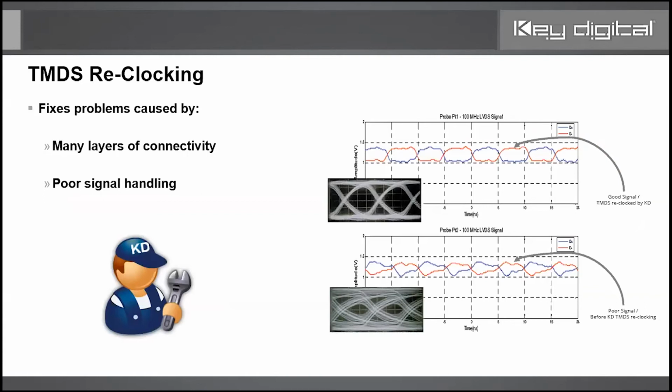TMDS Re-Clocking will take the incoming signal that maybe looks like the bottom open eye, and it will re-clock, effectively creating a brand new signal out of a previously poor incoming signal. And we do this on the input side of all of our products. Why? Because maybe you don't have a short 1 meter or even 3 meter cable coming from your source into the key digital. Instead, maybe you have a long cable. And that's why we apply the TMDS Re-Clocking on the input side, so that any outputs of the key digital system get that brand new signal coming out.